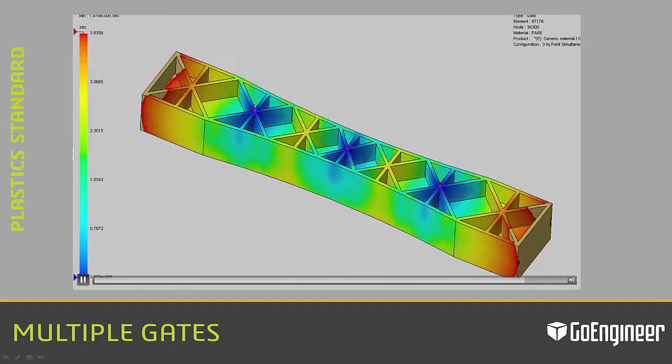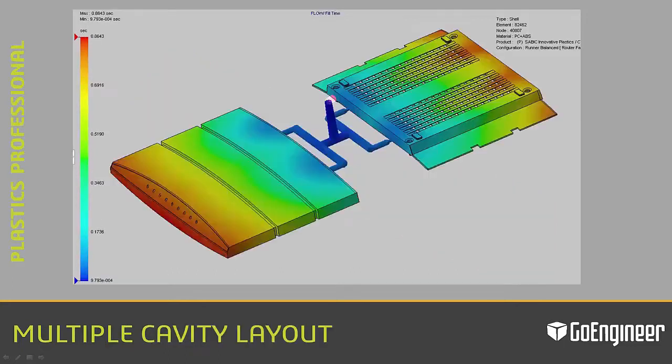SOLIDWORKS Plastics will also let you analyze multiple gate locations. Multiple gates may be required to fill very large parts, but they can also be used to balance the pressure within a mold cavity to prevent core shift and unbalanced filling.